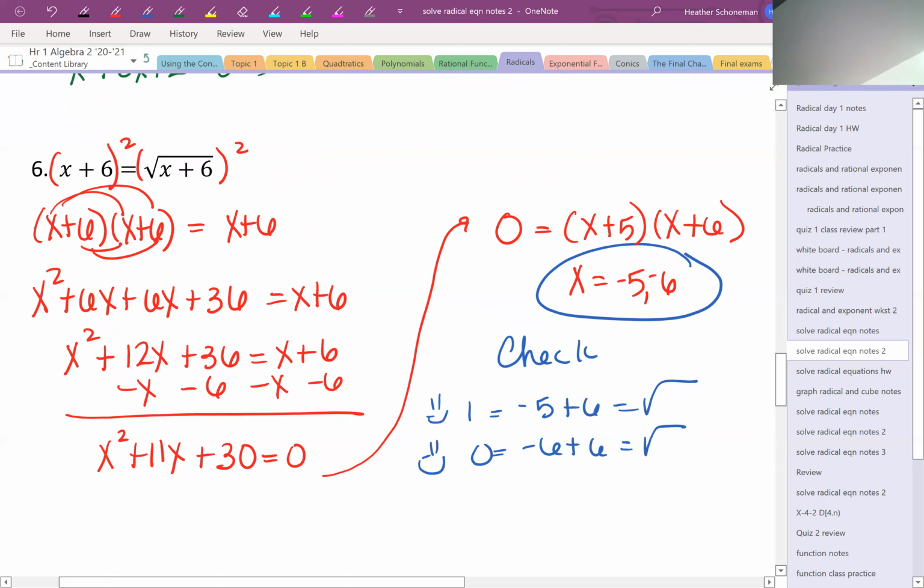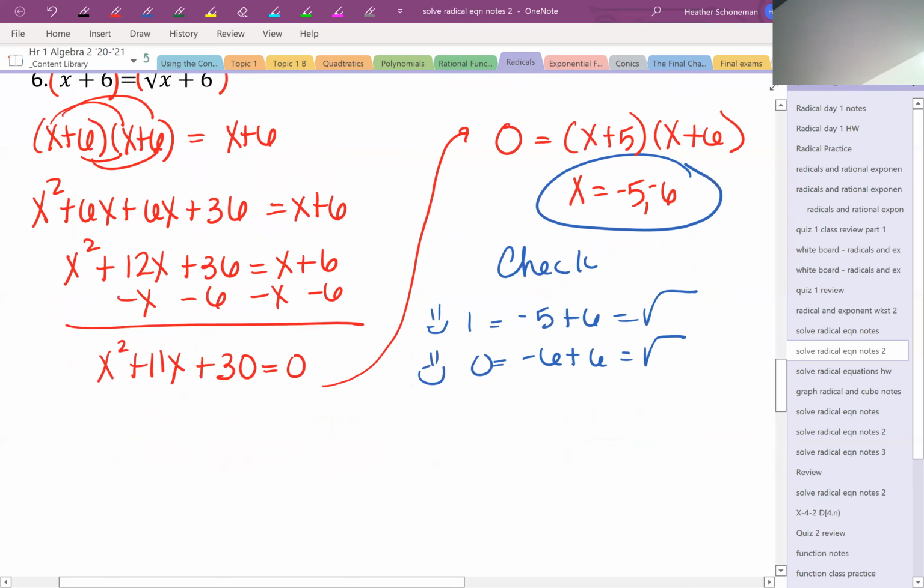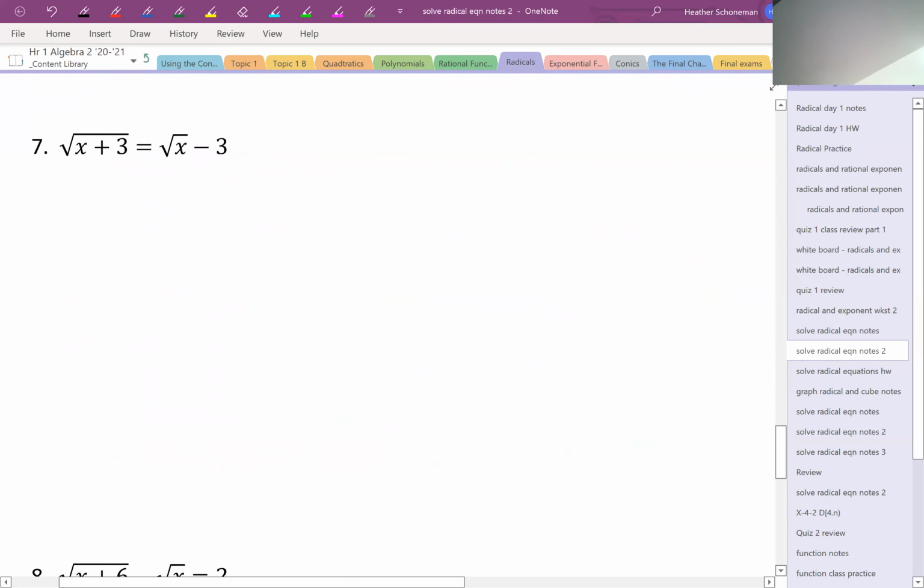Oh, side note. These three and the one before it, we check the answers for extraneous solutions because we factor. If we don't factor, we don't need to check. So let's see what happens over here. On these, we have two radicals.